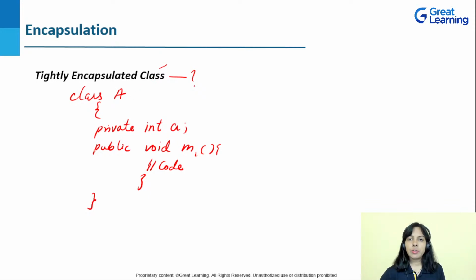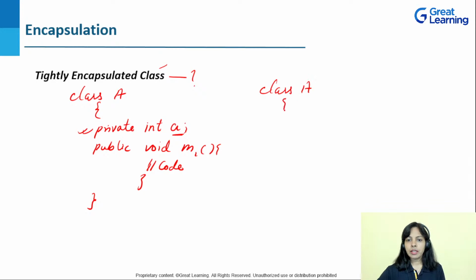So is this an example of a tightly encapsulated class? Yes, because there is only one variable. This is a method. A method can be public, but the variable should be private, and it is declared as private. Now I'll ask a question from you all. Give me an answer to this.